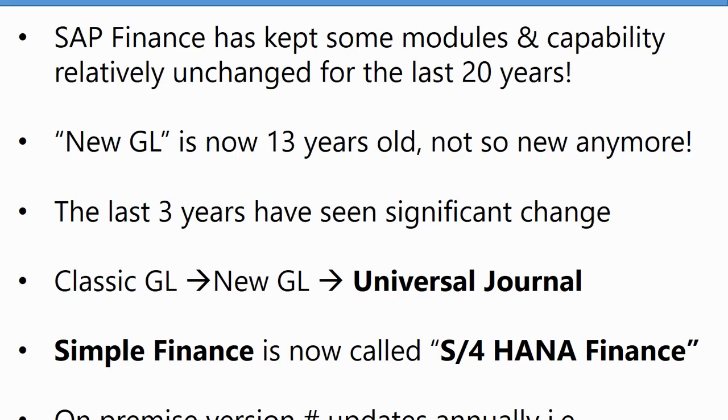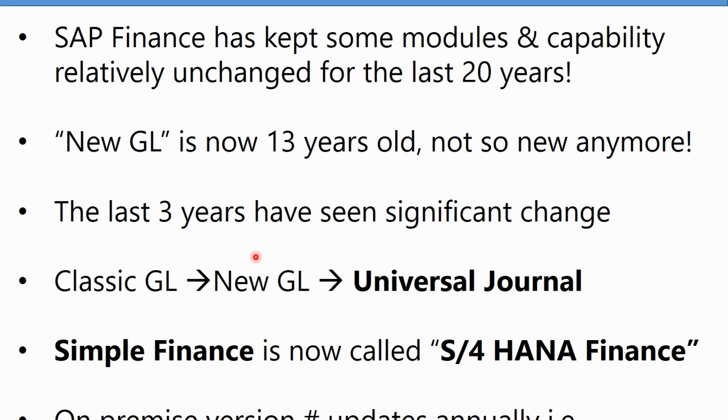Having completed the introduction, let's go through the SAP Finance evolution. SAP Finance has kept some modules and capability relatively unchanged for the last 20 years. So in a lot of cases, things have just not changed much at all. And when we talk about the new GL or new general ledger, it's actually now 13 years old, so it's really not so new anymore, although we still refer to it as the new GL.